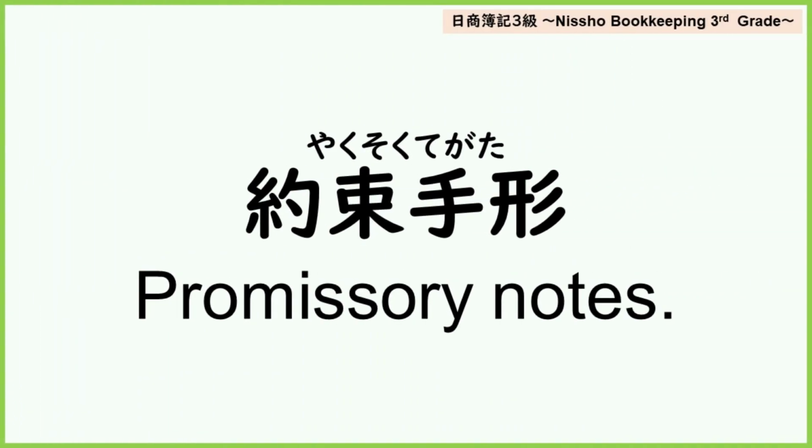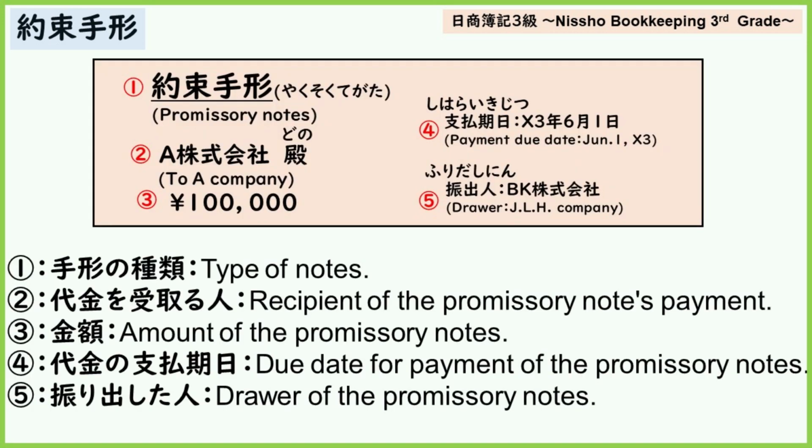The first content. Promissory notes. A promissory note is a document specifying when and how much a company will pay. Let's take a look at what a promissory note actually is. Understanding these 5 elements is sufficient. 1. Type of promissory note. 2. Recipient of the promissory note payment. 3. Amount of the promissory note. 4. Due date for payment of the promissory note. 5. Drawer of the promissory note.